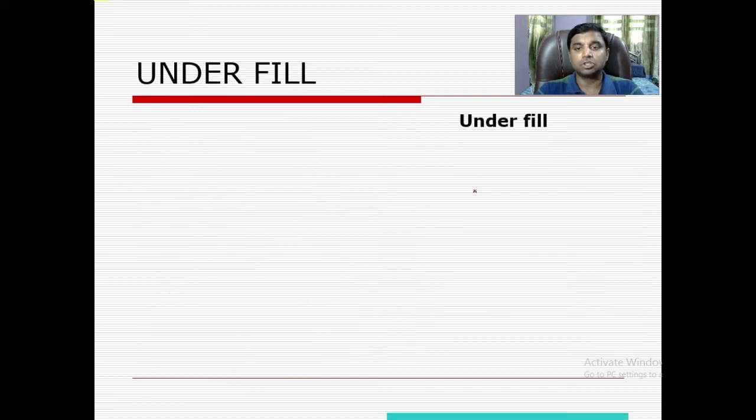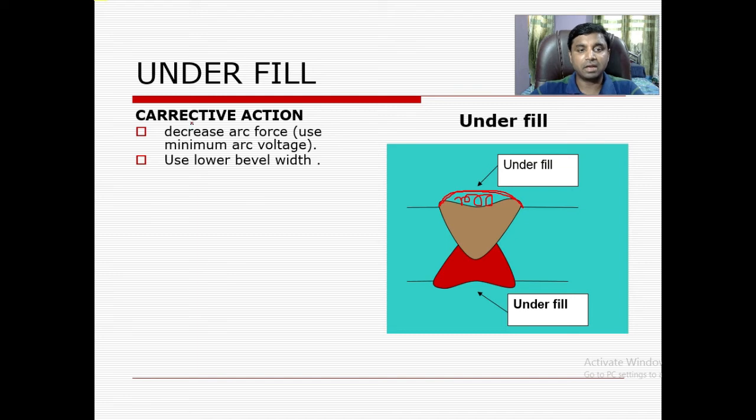Underfill. So this is underfill. You see how the underfill looks like. This is the joint, and this area is the underfill. The corrective action is to decrease the arc force and use minimum arc voltage. Use lower level width. So you have to decrease the arc force, and if lower level width is used, then you cannot see this underfill.